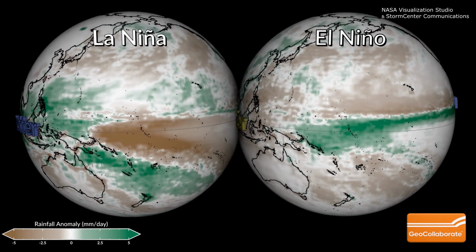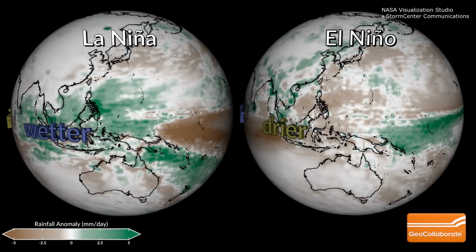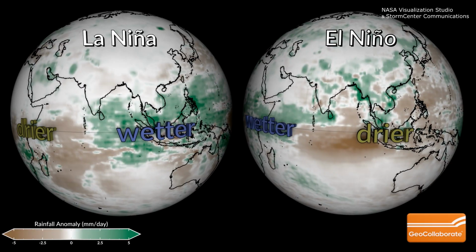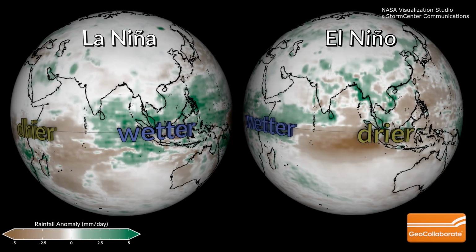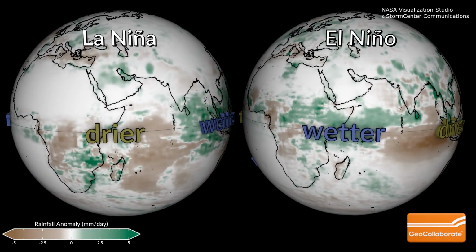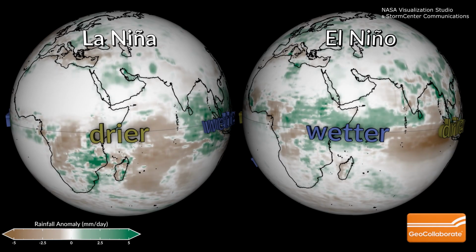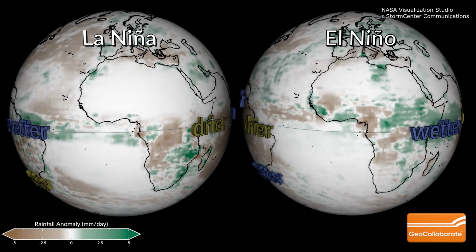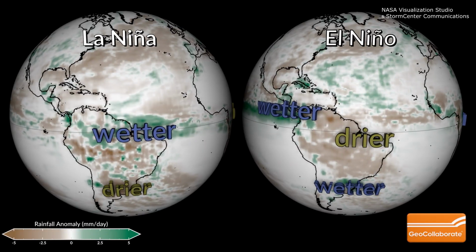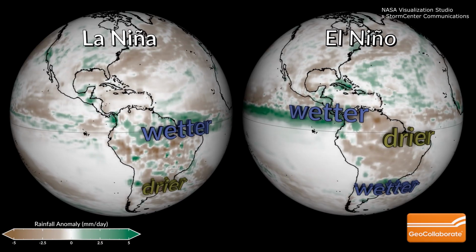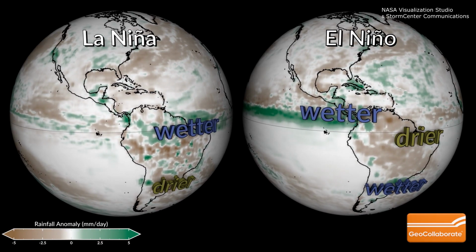ENSO affects the global weather by altering the rainfall pattern. During La Nina, Indonesia and the maritime continent become wetter than normal. During El Nino, it becomes drier than normal. In equatorial East Africa, conditions are drier than normal during La Nina and wetter than normal during El Nino. In northern Brazil, La Nina brings wetter than normal conditions, while El Nino brings drier than normal conditions. The opposite occurs in southern Brazil and Uruguay. Central America, northern Peru, and Ecuador all experience heavy rainfall during this El Nino.